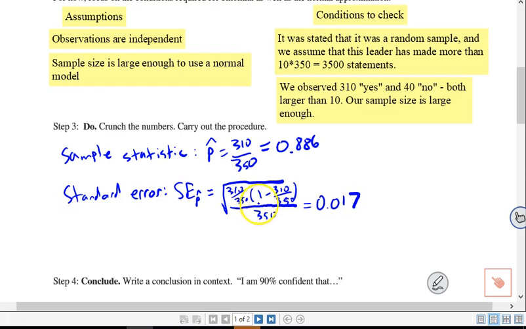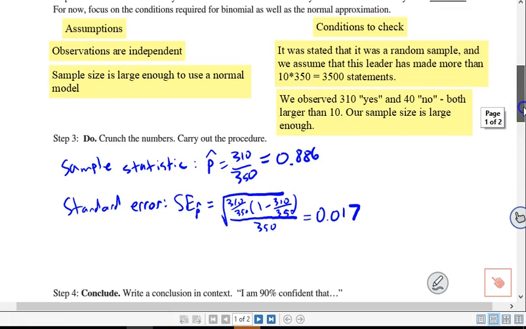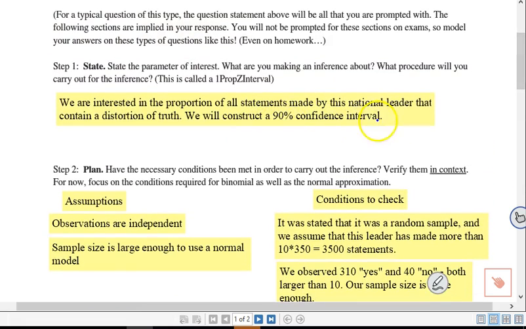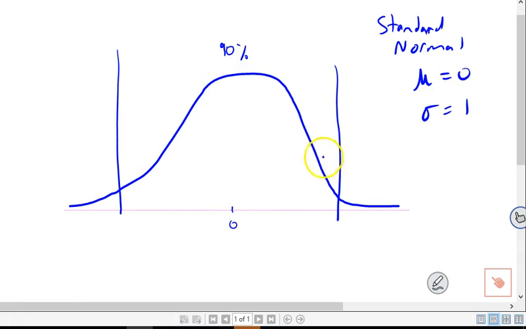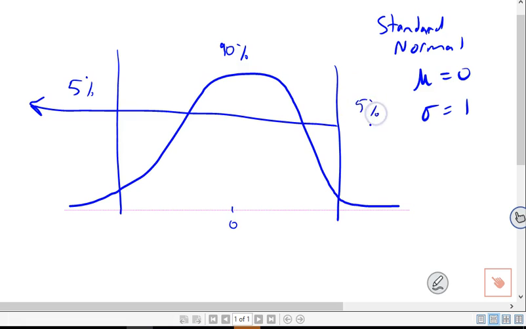Next, we need to figure out how many standard errors we should go away from our sample statistic so that we capture 90% of the bell curve of the normal distribution to get us a 90% confidence. As a quick aside, what that really means is if I want the middle 90%, and I'm thinking in terms of standard normal with a mean of 0 and a standard deviation of 1, I want the middle 90%. The tool I have is an inverse normal distribution, which is going to capture the middle 90% plus this tail. So this tail is 5%, and this tail is 5%. So I want to find some value where 90% plus this 5% is to the left.